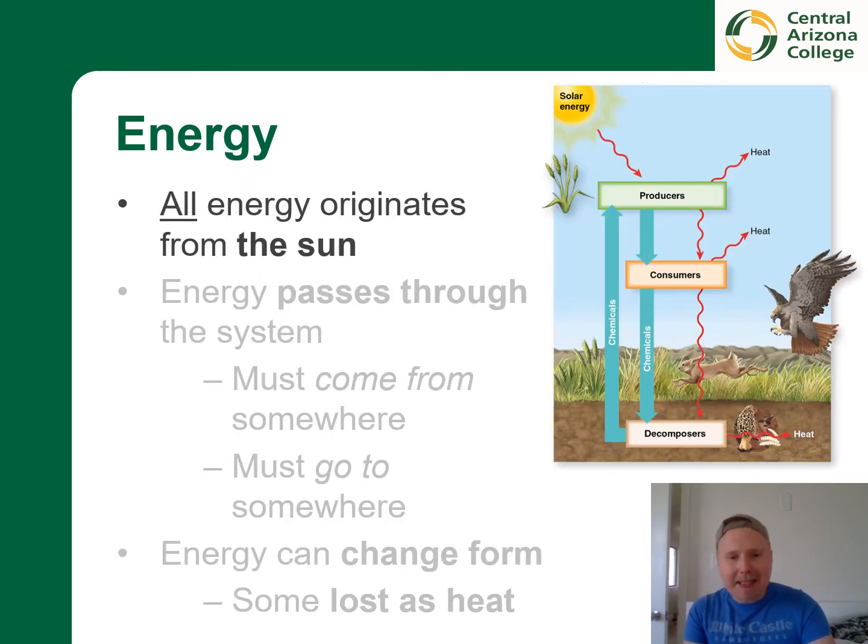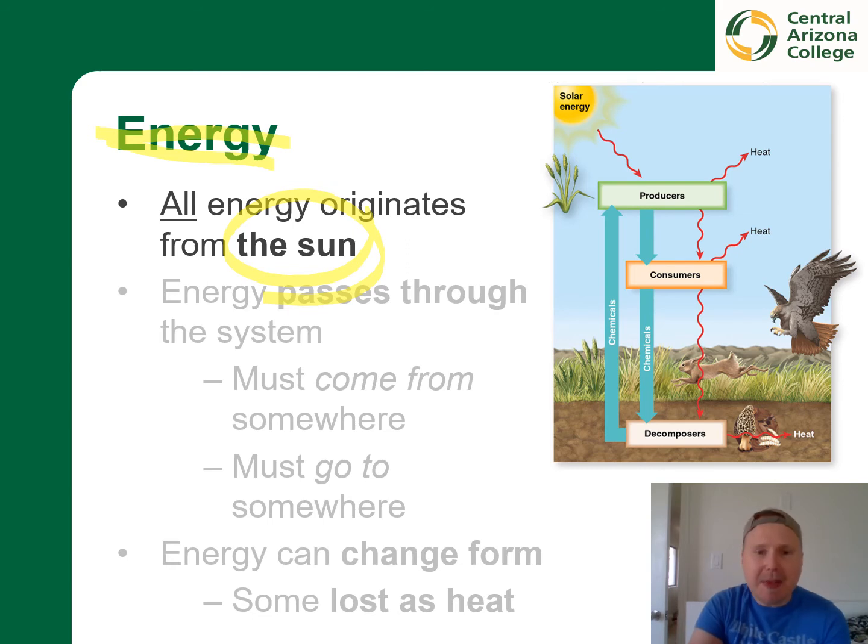Okay, next we should talk a little bit more about the energy. And I want to start by looking at where does the energy come from. So ultimately, all of the energy on this earth originated from the sun. If you think about it, this energy then passes throughout the system from one level to another.